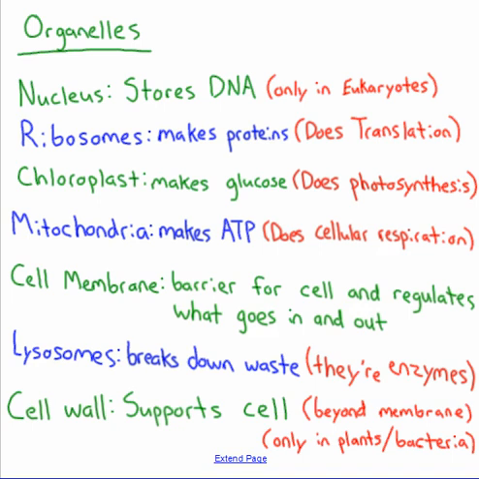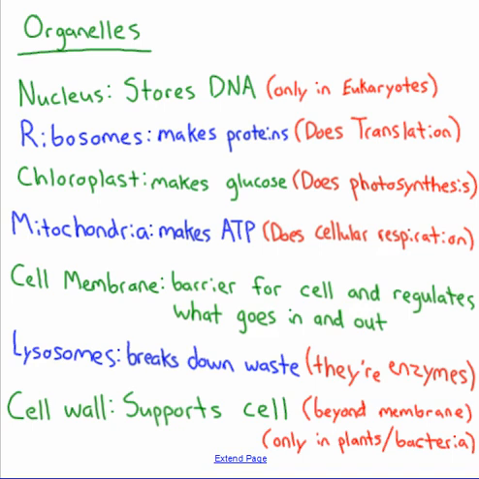So prokaryotes do not have a nucleus. Eukaryotes do, so the nucleus stores the DNA. Next, we have ribosomes. You would remember ribosomes from our DNA unit because they perform the process of translation, which is making proteins. So they take an mRNA strand and turn it into protein.